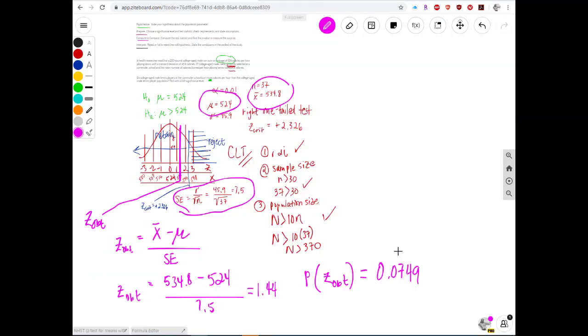Okay, so my alpha was 0.01, and I said if anything was less than my alpha, I would reject. But this number is greater than my alpha, so I cannot reject this. I need to retain the null.